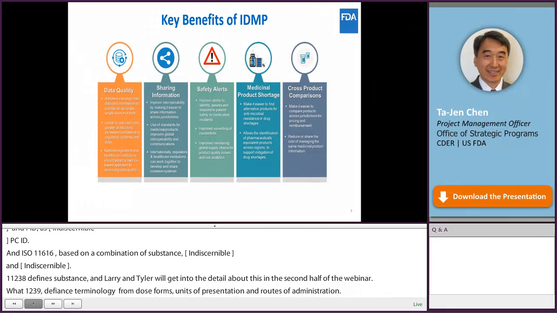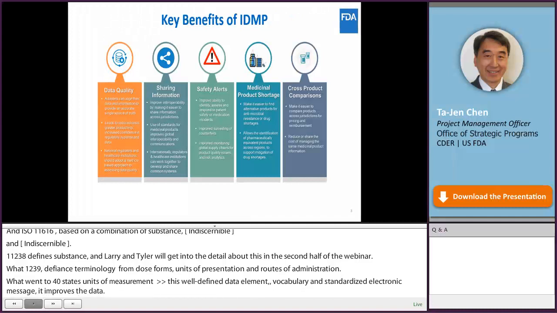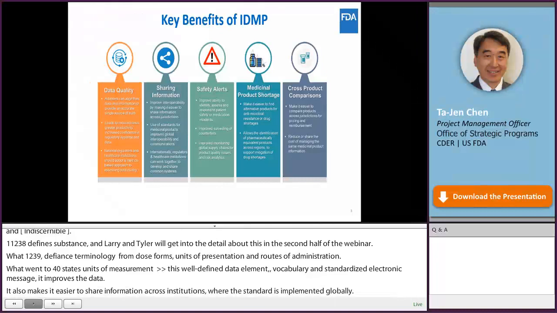With well-defined data elements, common vocabulary, and standardized electronic message, it improves the data quality. It also makes it easier to share information across jurisdictions when the standard is implemented in multiple regions or globally. And with that, it improves our ability to identify, assess, and respond to patient safety or medication incidents. The standard also makes it easier to find alternative products to mitigate product shortage. It also makes it easier to compare similar products in a region or across jurisdiction.